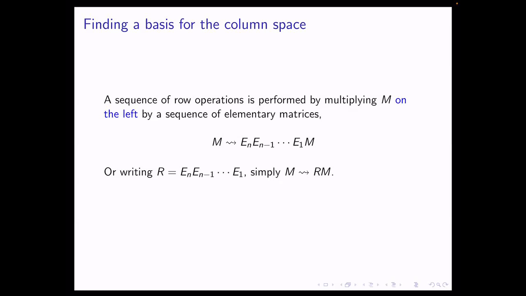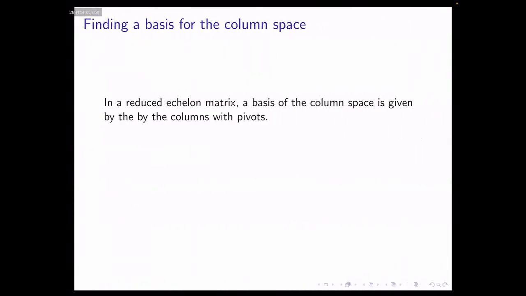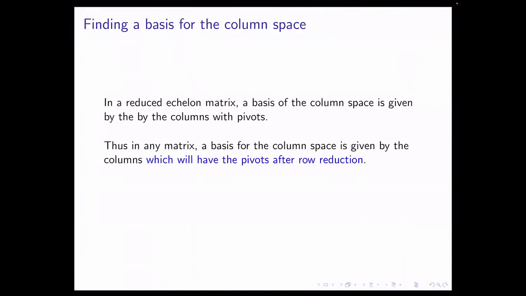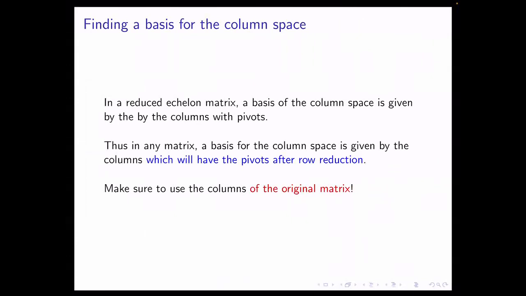Now, since R is invertible, RMx is equal to 0 if and only if Mx is equal to 0. Therefore, row operations preserve linear dependencies between the columns. In a reduced echelon matrix, a basis of the column space is given by the columns with pivots, as we discussed before. Thus, in any matrix, a basis for the column space is given by the columns which have the pivots after row reduction. And we need to make sure that we use the columns of the original matrix, so we don't swap them around.